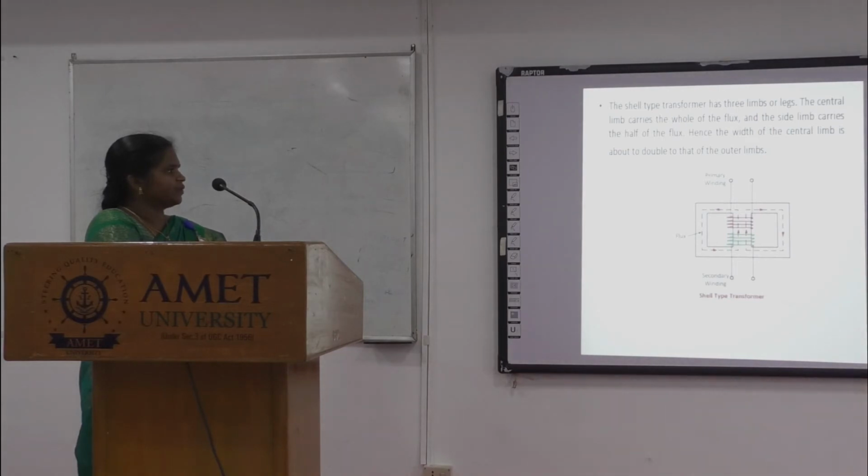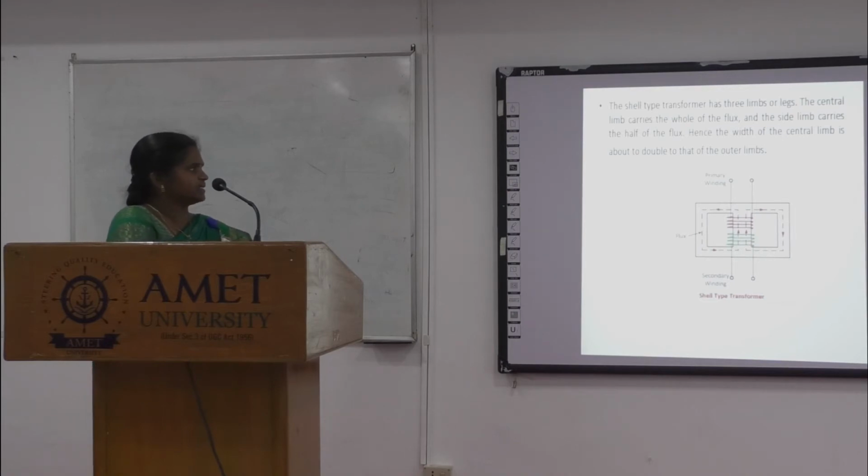The shell-type transformer usually has three legs. The center leg will be wider when compared to the outer legs. The center leg carries most of the flux and the side limb carries half of the flux. Hence the width of the center limb is about double that of the outer limbs. This is the primary winding and secondary winding is also shown here. This flux will be developed by alternating current and these magnetic lines will move through the iron core of the transformer.